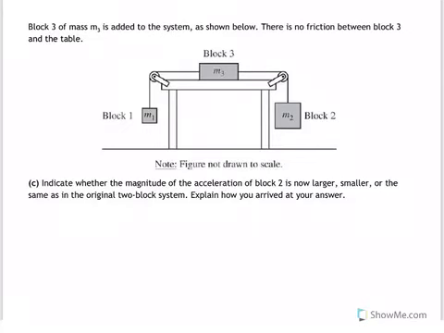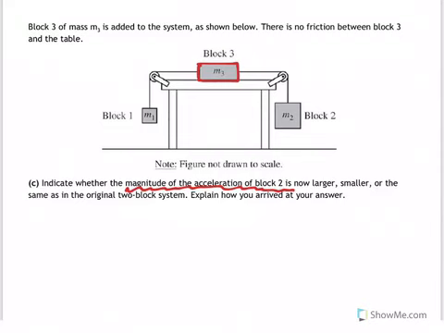All right, number 8, and this is part C. So, block 3 of mass M3 is added to the system as shown below. There's no friction between block 3 and the table. So, we're asked to figure out what happens to the magnitude of the acceleration of block 2.